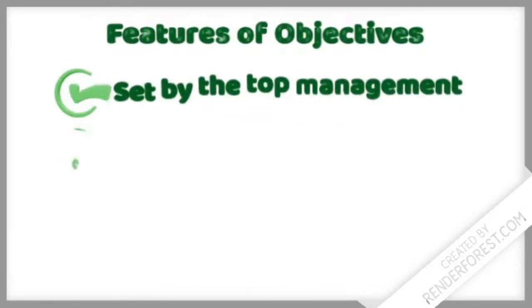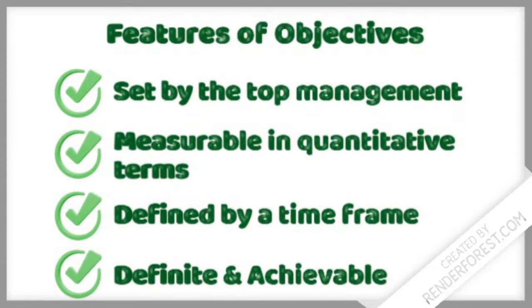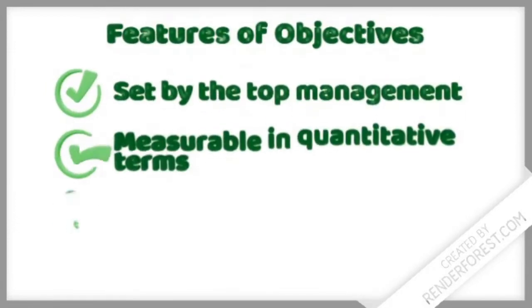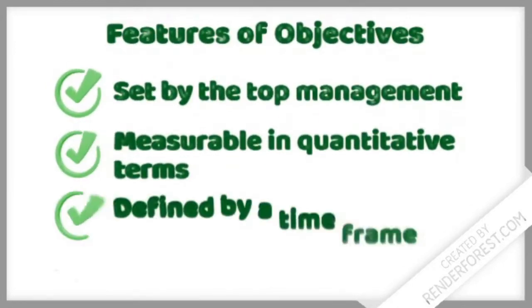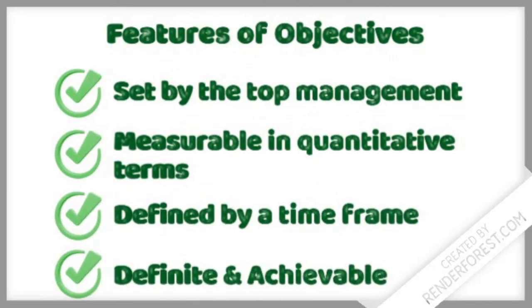The next feature states that objectives have to be definite and achievable. Vague objectives do not serve the purpose of the organization and they have to be stated in terms of a particular result. Further, objectives have to be achievable. These objectives must be set after considering the feasibility of the means to be employed for achieving them. Thus, we see these are some of the distinct features of objectives which help to generate meaningful efforts in the organization. Now, let's look at the types of objectives.